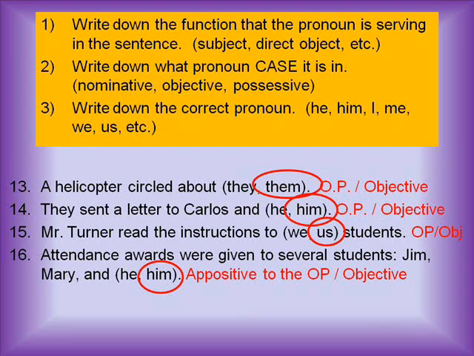The helicopter circled about them. That's the object of the preposition, so it's in the objective case. They sent a letter to Carl and him. Again, the objective case. Mr. Turner read the instructions to us students. That's the object of the preposition, so it needs to be the objective case. And attendance awards were given to several students, Jim, Mary, and him. That's the appositive to the object of the preposition students and has to be in the objective case.